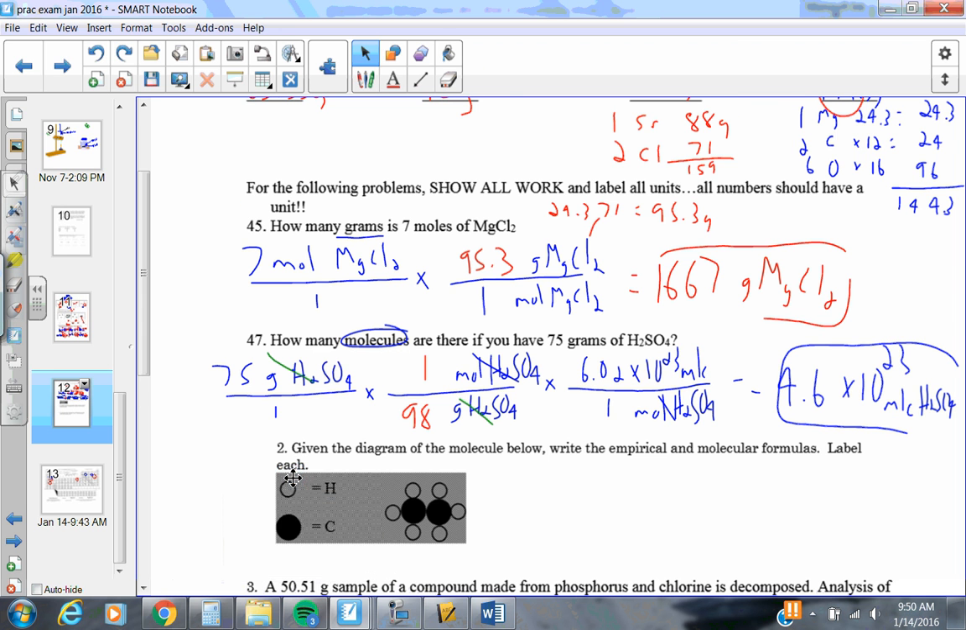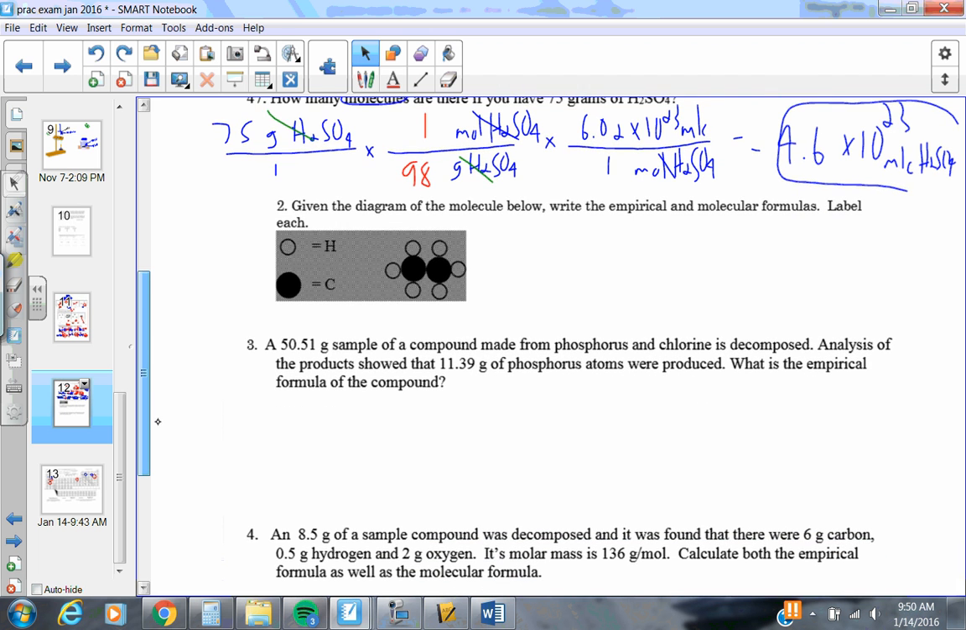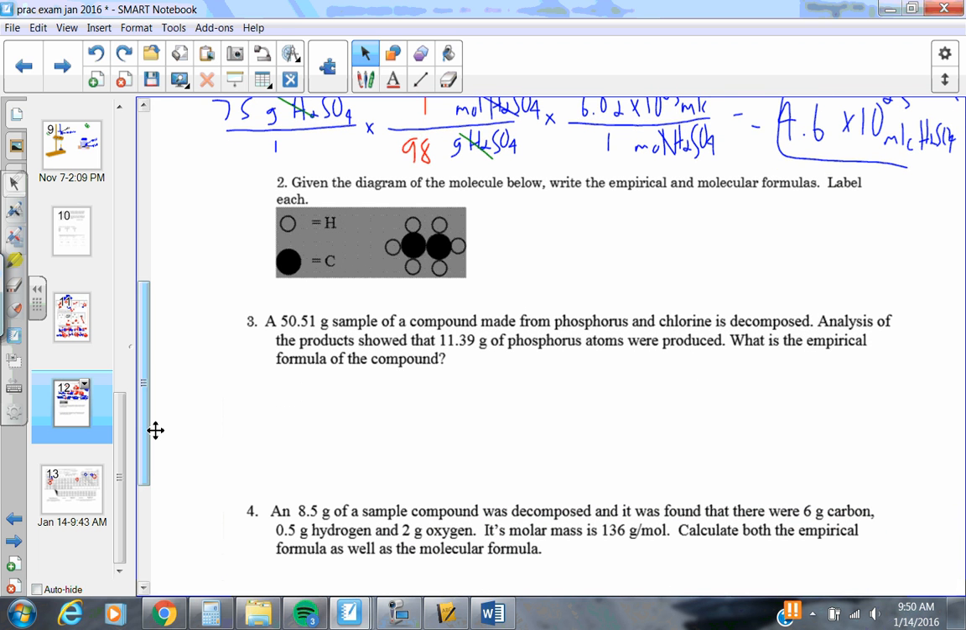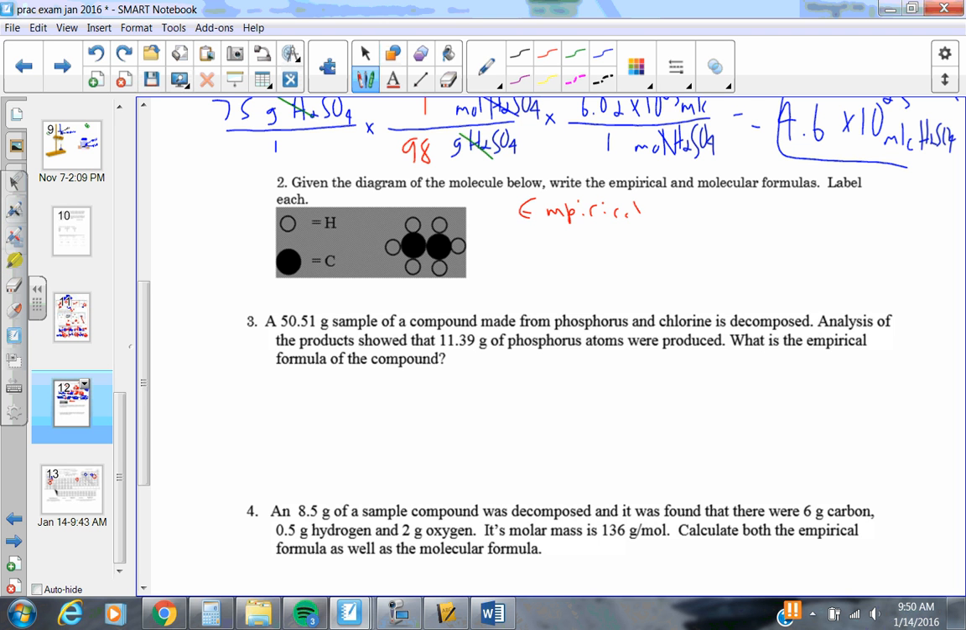Next one's a little bit of empirical versus molecular formula. Empirical is the simplest whole number ratio. It's as if it was reduced. Molecular is what's actually shown, or molecular is what nature actually gives you.